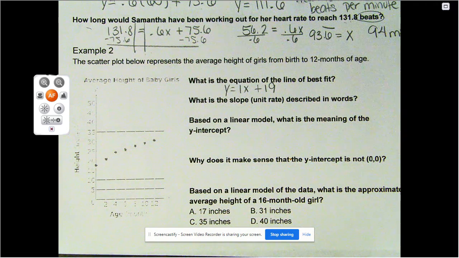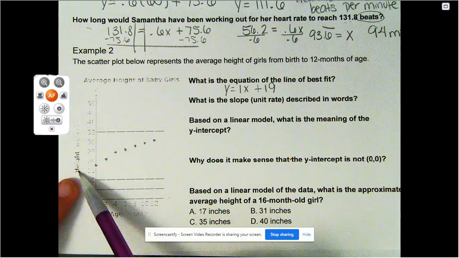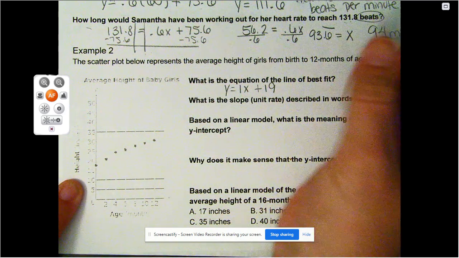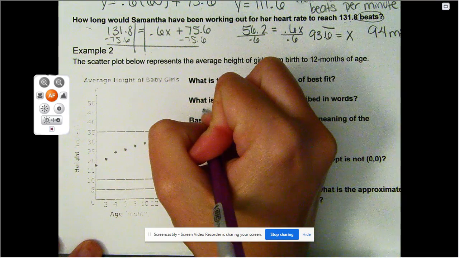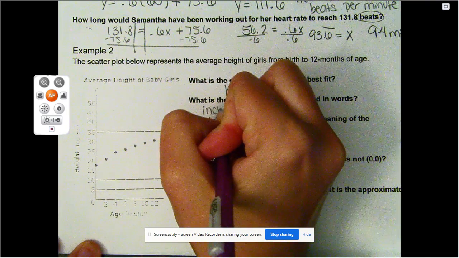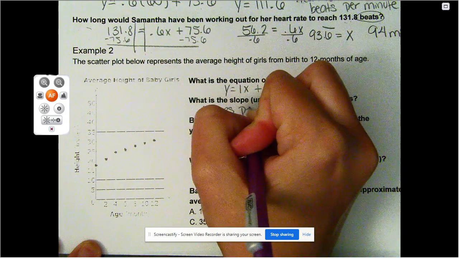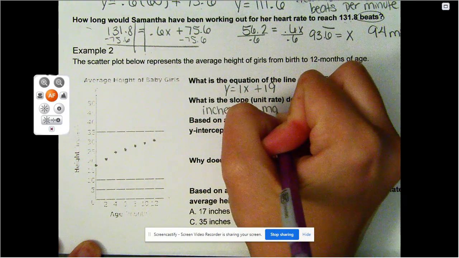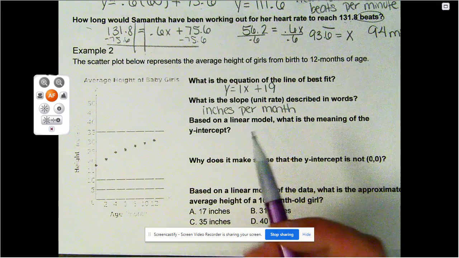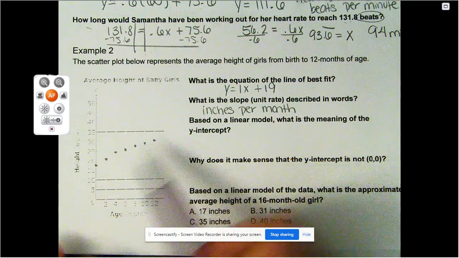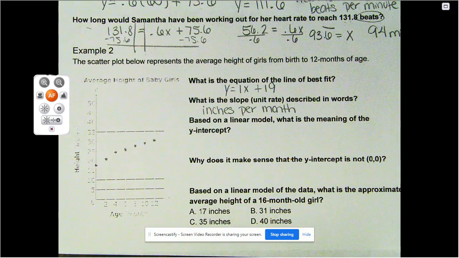What is the slope unit rate in words? Well, slope is the change in y over the change of x, rise over run, y over x. Okay, this is height, and this is talking about age. So the height per age, or this was inches per month. Okay, so let's just do inches per month. Okay, based on the linear model, which is the equation or the line of best fit that you would draw in here, what is the meaning of the y-intercept?